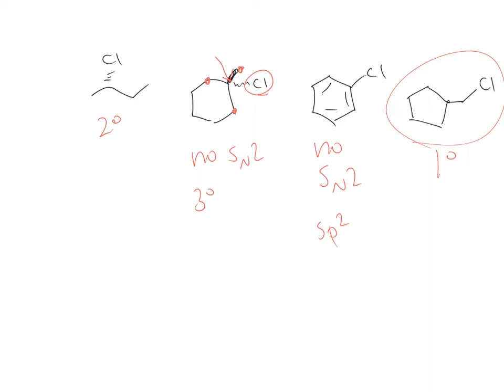It would be B. So fastest in an SN1 reaction, again, because it's tertiary. SN1 reactions also don't happen on sp2 hybridized carbons, and they also wouldn't happen here. We can't get it on a primary substrate either.